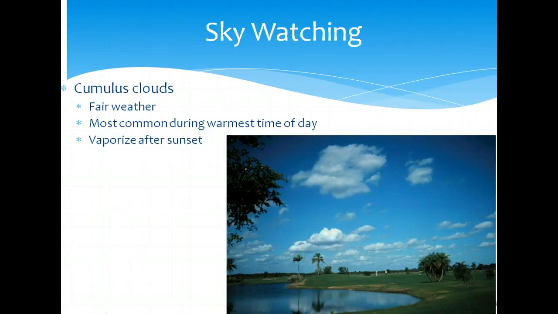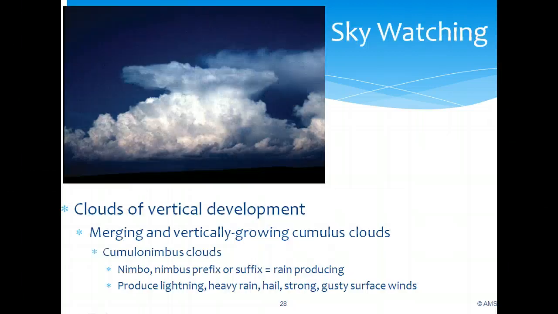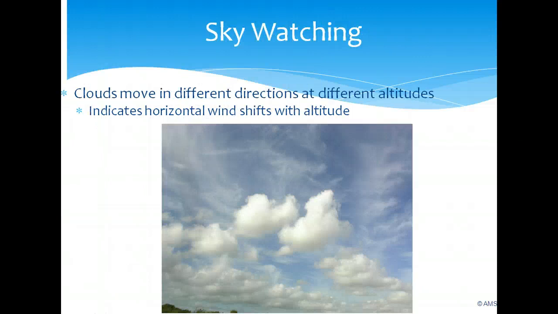The next several slides talk about some different types of cloud types. Clouds of vertical development, cumulonimbus clouds, which we will spend some time with later in the course, and clouds that move in different altitudes at different directions, indicate wind shifts. So we can use clouds to determine some very distinct things about the weather and the atmosphere as we are looking at it specifically.